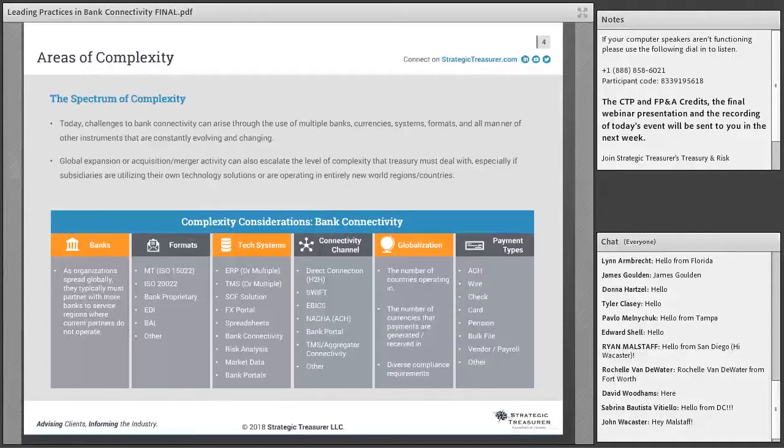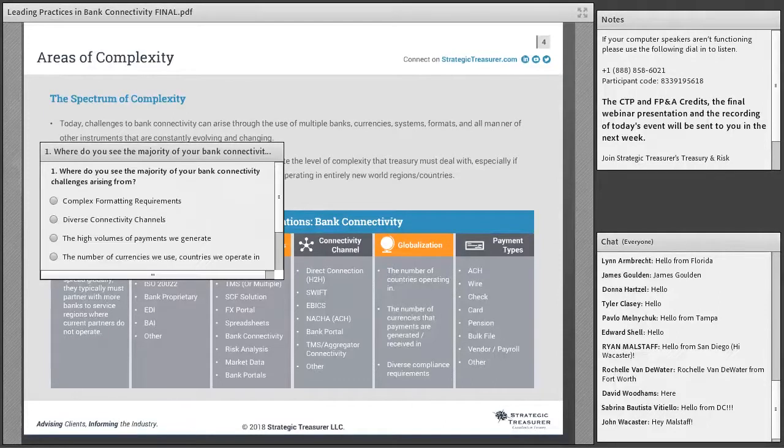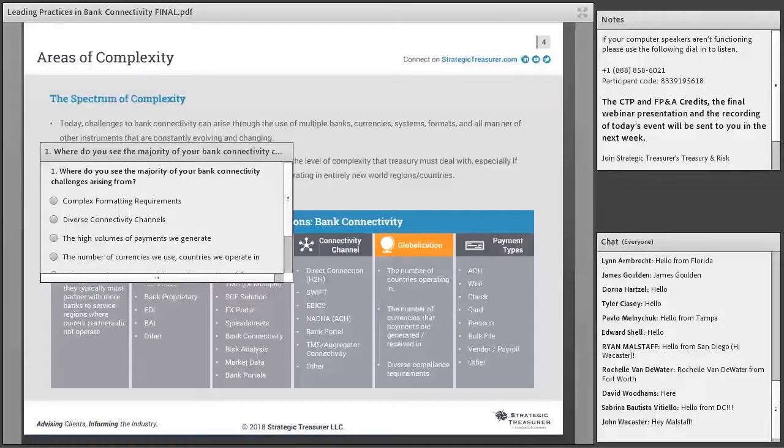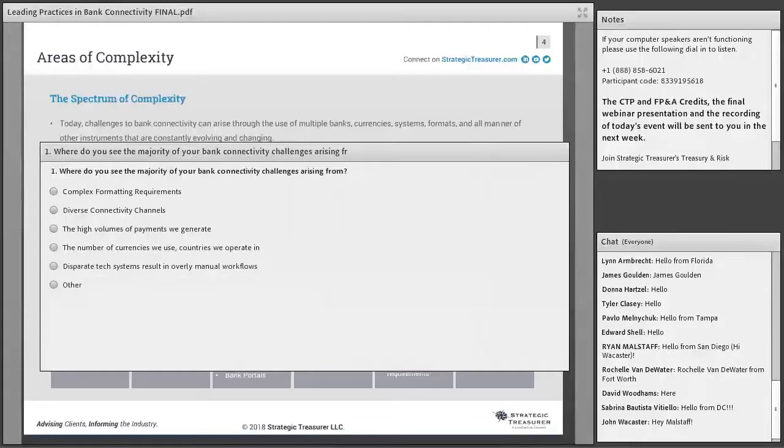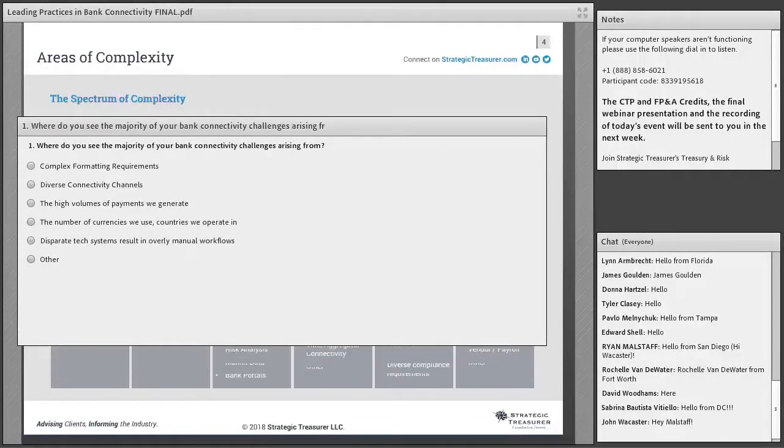So with that, we will start our first polling question. We're going to talk about complexity here and see who on the line has a perspective about where your challenges are from. So this is a question where you select one, which is your most prevalent answer. What's the challenge with the majority of your bank connectivity challenges? Where are they coming from?